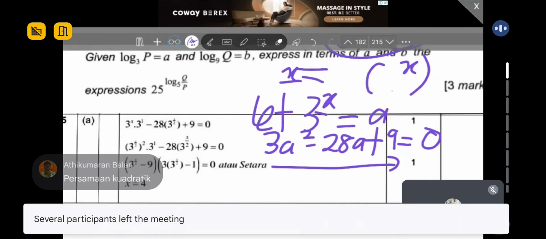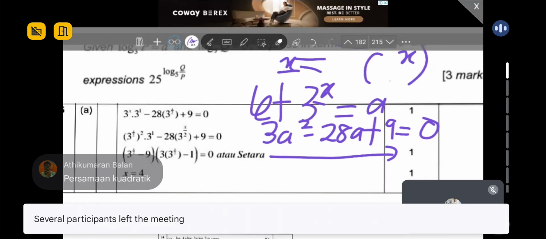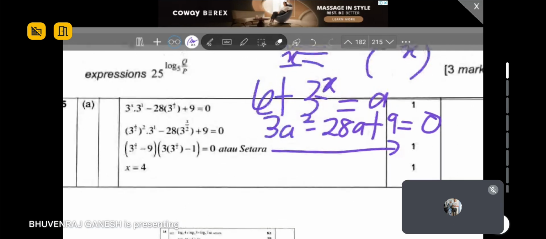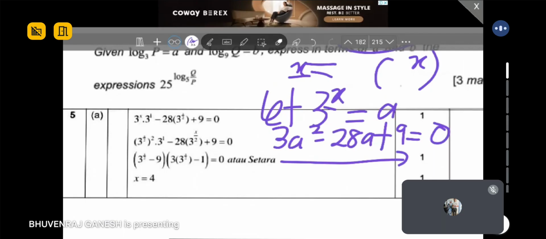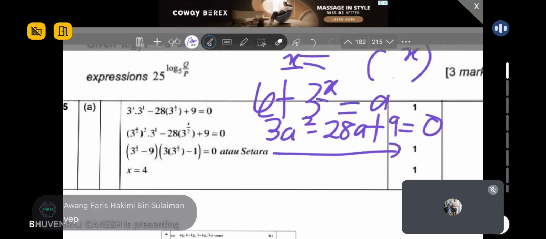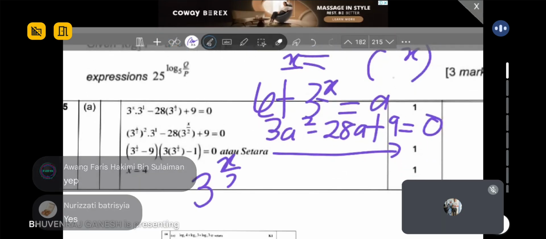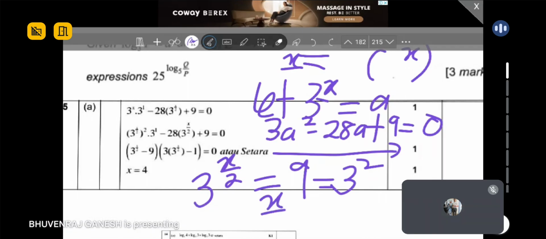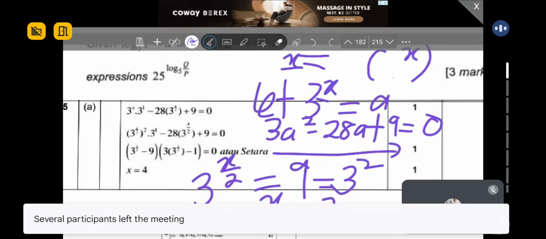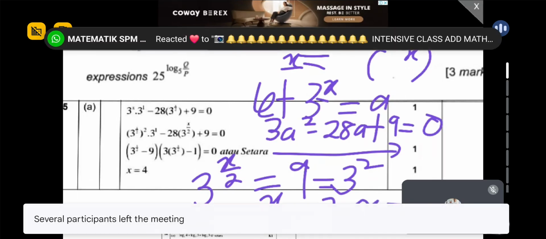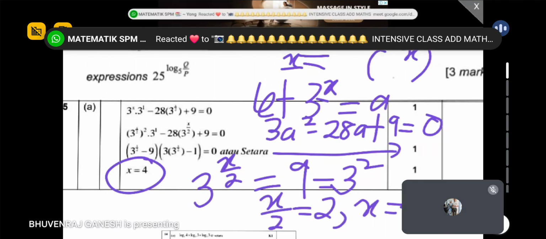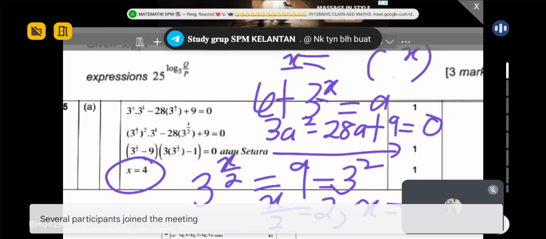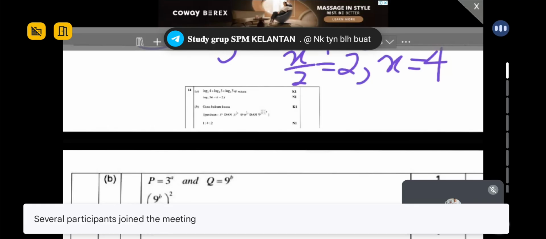Persamaan kuadratik, correct. Bagi soalan ni, do you all understand? Clear, right? So kamu selesaikan macam biasalah. Kamu pindah 9 ke sebelah kanan. 3 kuasa 2. So x per 2 sama dengan 2. So x sama dengan 4. Ini cara dapat jawapan. X equal to 4. Alright. So next one.